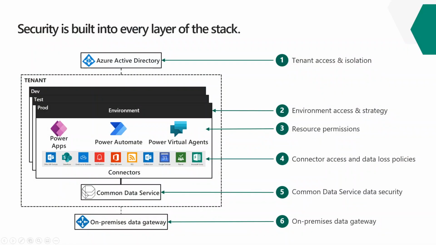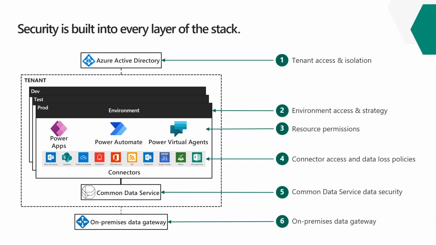So here's a diagram of the particular layers. So first of all, you have the tenant access itself and isolation of tenants. Then within those tenants, you have environments. You can have many different environments inside the tenant. Inside those tenants, there are these resource permissions, what people can see and what people can do.